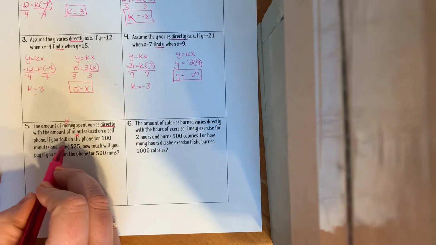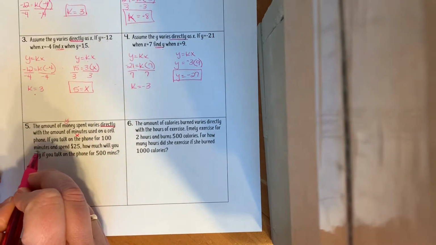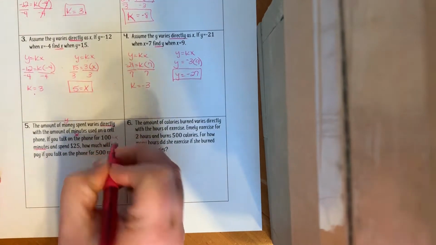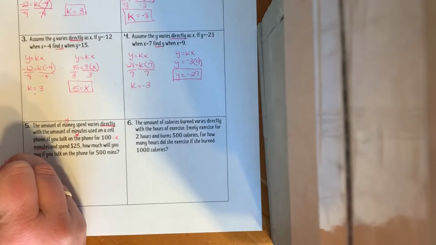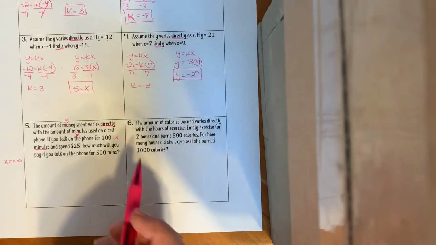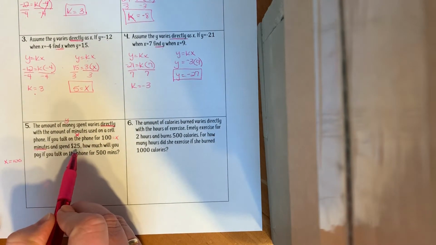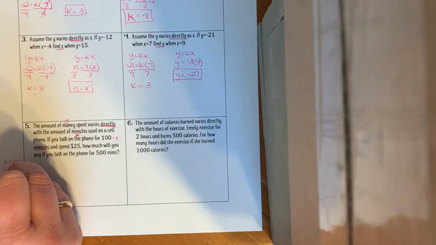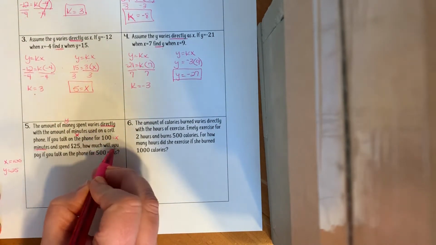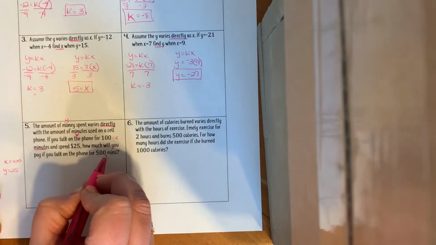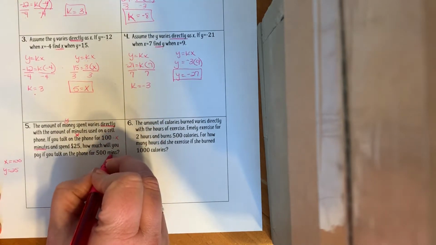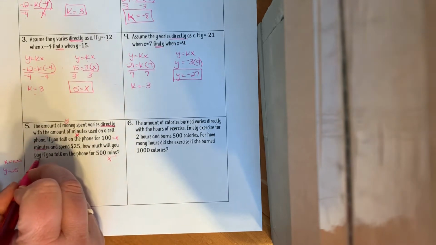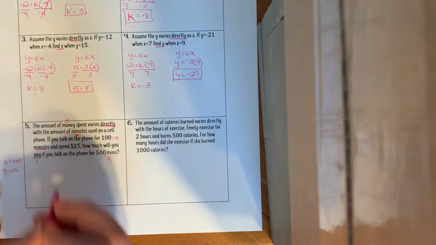So if you talk on the phone for 100 minutes, so that's minutes. We said minutes is x. So we know that 100 is going to equal x. I'm going to write that over here on the side as well. And spend $25. $25 is a type of money. So money was y. So y equals 25. How much will you pay if you talk on the phone for 500 minutes? So this is x because we said minutes was x. How much will you pay is a type of money. So we're looking for y.